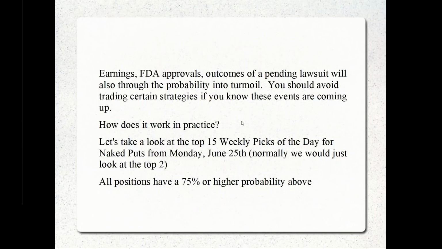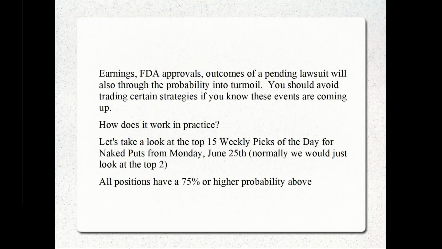Other things that will throw the probabilities, or even your deltas if you use those when entering an out-of-the-money spread trade, are upcoming earnings. It's not a good idea to bank on probability in a spread trade if you've got earnings coming up 5 days before your expiration date. The stock could swing any direction. You don't know. Any stock with an FDA approval coming out, a phase 2 or phase 3 trial, the outcome of a pending lawsuit, or a change in the board of directors can all throw the probability into turmoil. You should avoid trading certain strategies if you know those events are coming up.